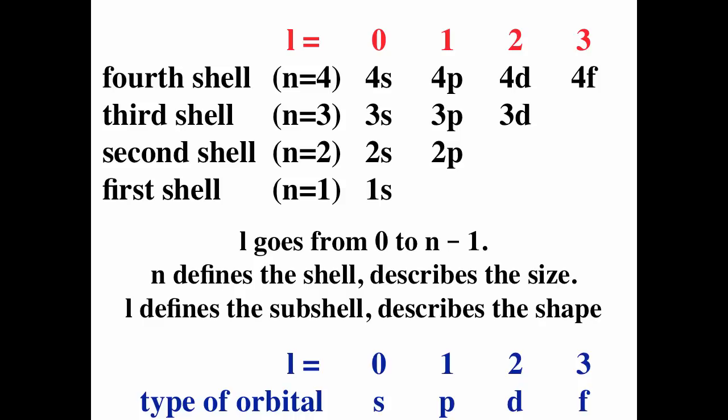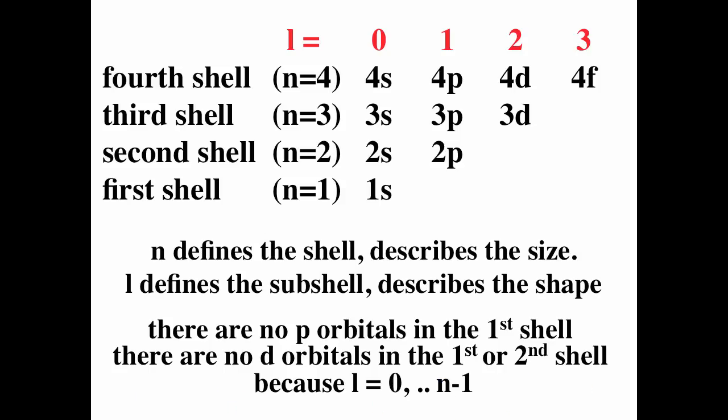N defines the shell, describes the size. L defines the subshell, describes the shape. And again, please remember L0 is s, L1 is p, L2 is d, and L3 is f. And notice that because L goes from 0 to n minus 1, there are no p orbitals in the first shell, and there are no d orbitals in the first or second shell.